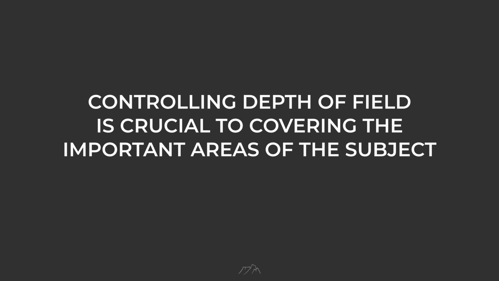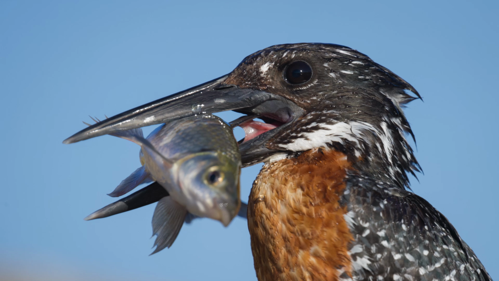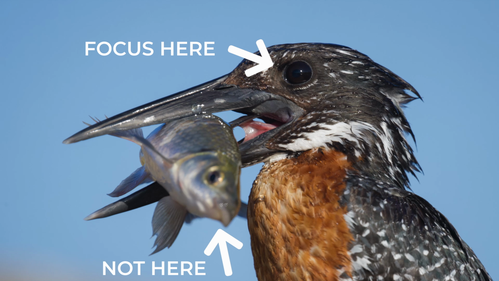Controlling depth of field is crucial to covering the important areas of the subject, ensuring that key elements remain in focus while background distractions are minimized. Depth of field can be adjusted by widening or narrowing the aperture of your lens. However, it is important to note that using a shallow depth of field comes with inherent risks, such as the potential for parts of the subject to be out of focus if not carefully managed.